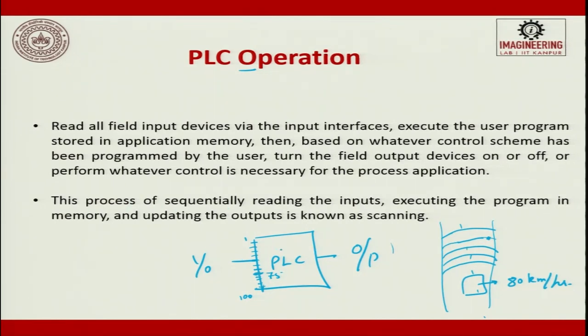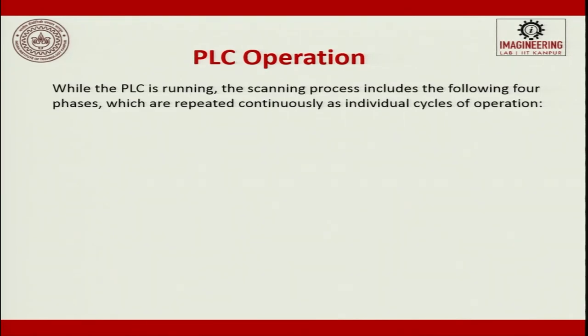The process of sequentially reading the input and executing the program in memory. Whatever is there in your memory is executed, and you update the outputs and store them in memory, and then this in turn will be communicated to the output. So, this process is called scanning. Here in PLC you should remember it is sequential scanning. While the PLC is running, the scanning process includes the following four phases, which are repeated continuously as individual cycles of operation. I will draw them, so let us put four phases.